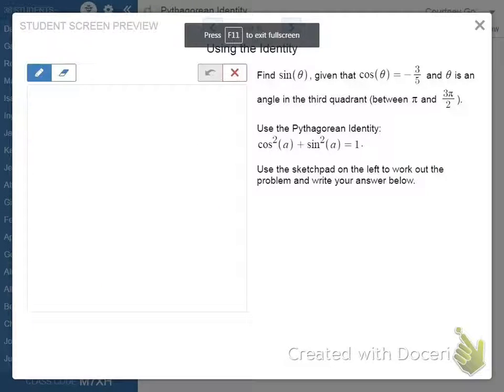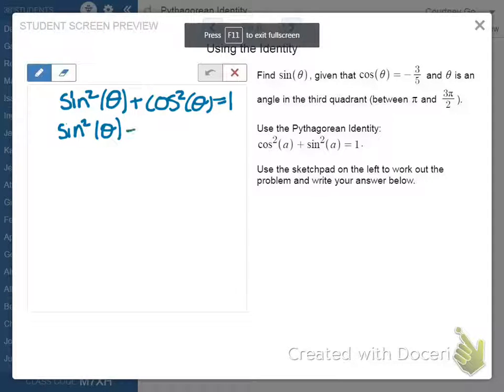Okay, in this next example, we are asked to find sine now, and we're given cosine. So starting off with our Pythagorean identity again. This time, though, we're going to be plugging in the number that's given for cosine. So I have sine squared theta plus negative 3/5 squared equals 1.